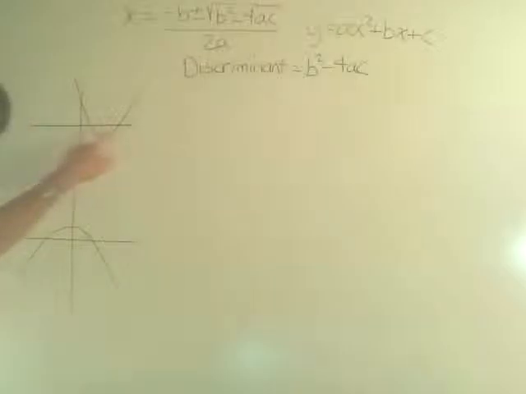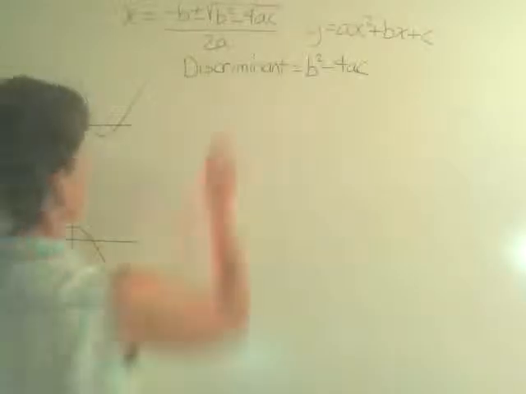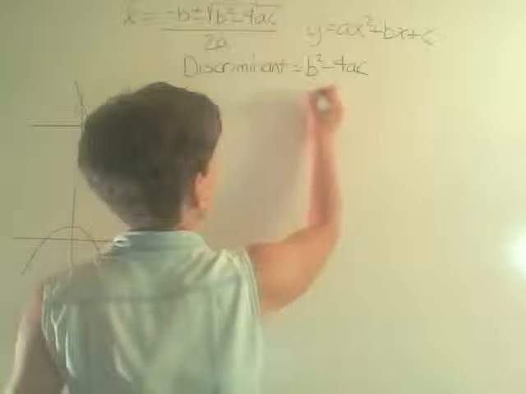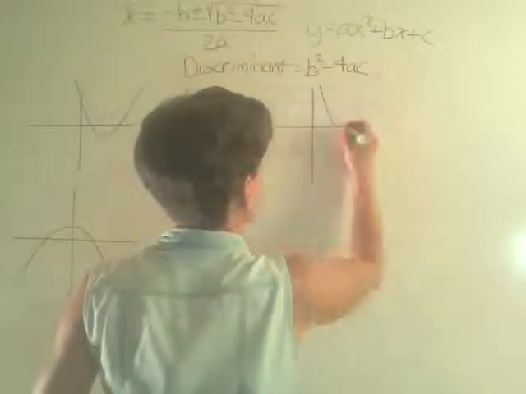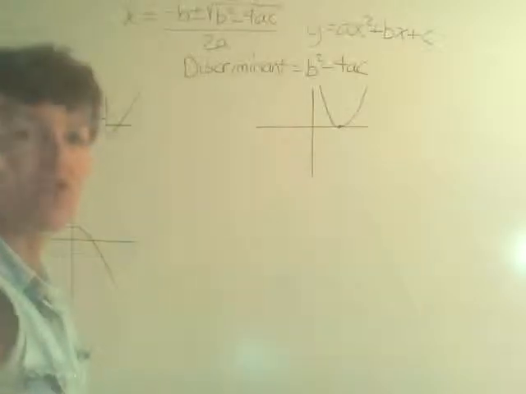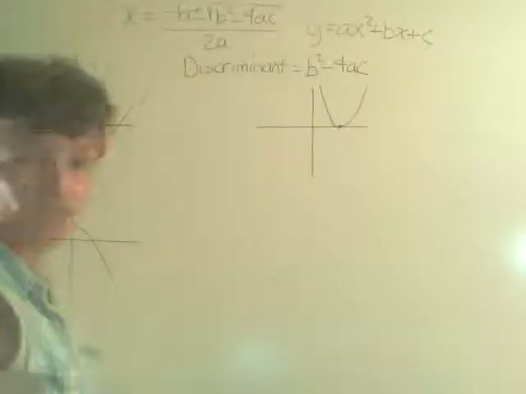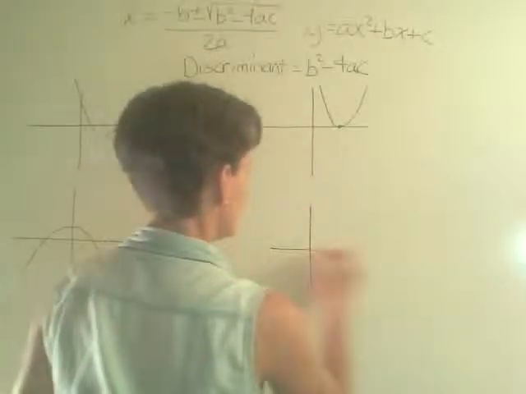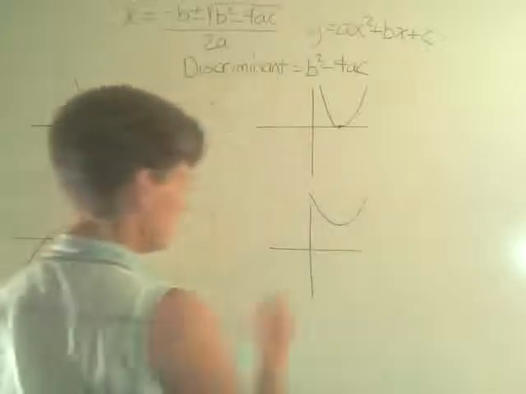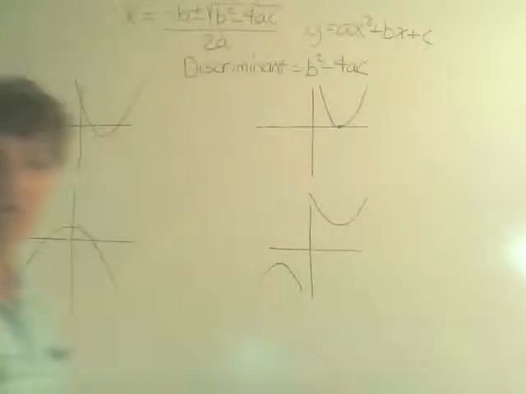These two cross the x-axis in two different places, so they each have two different x-intercepts. Here's a graph of a parabola that only touches the graph in one spot, okay? So it doesn't cross the x-axis, but it does intersect the x-axis, so there is an x-intercept here. And then sometimes you can have a parabola that's up in the air, like maybe that or maybe this, okay? Well, each one of these has a different type of discriminant.